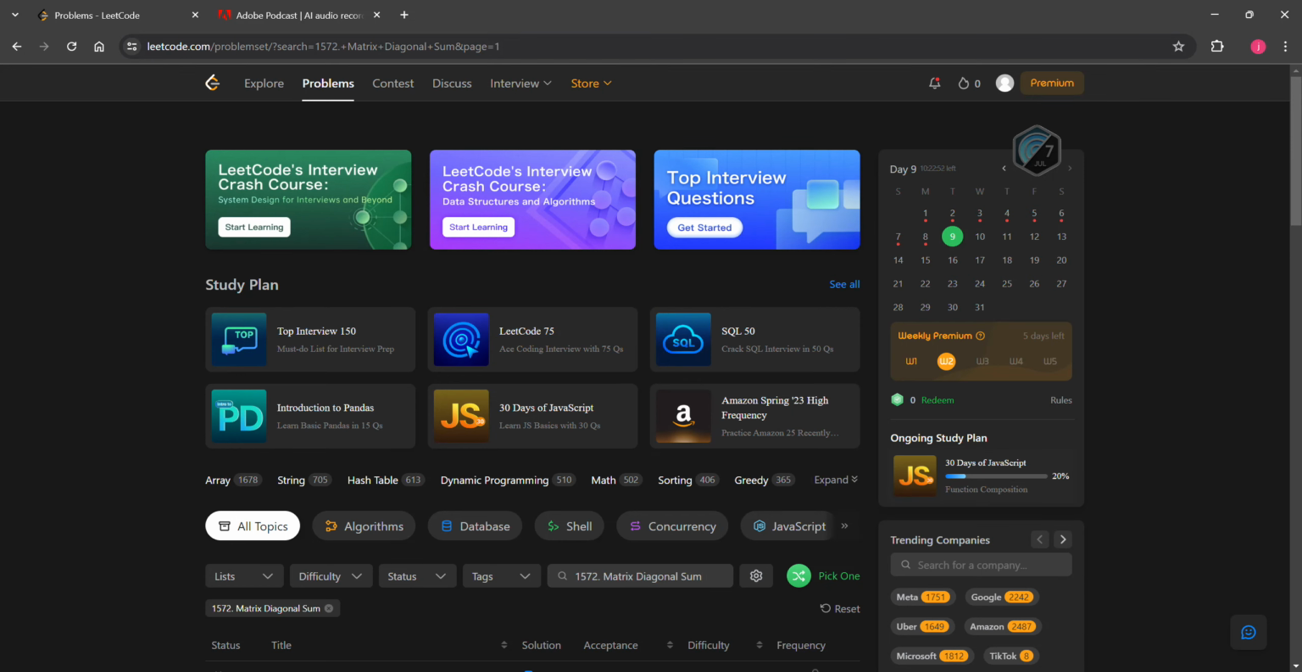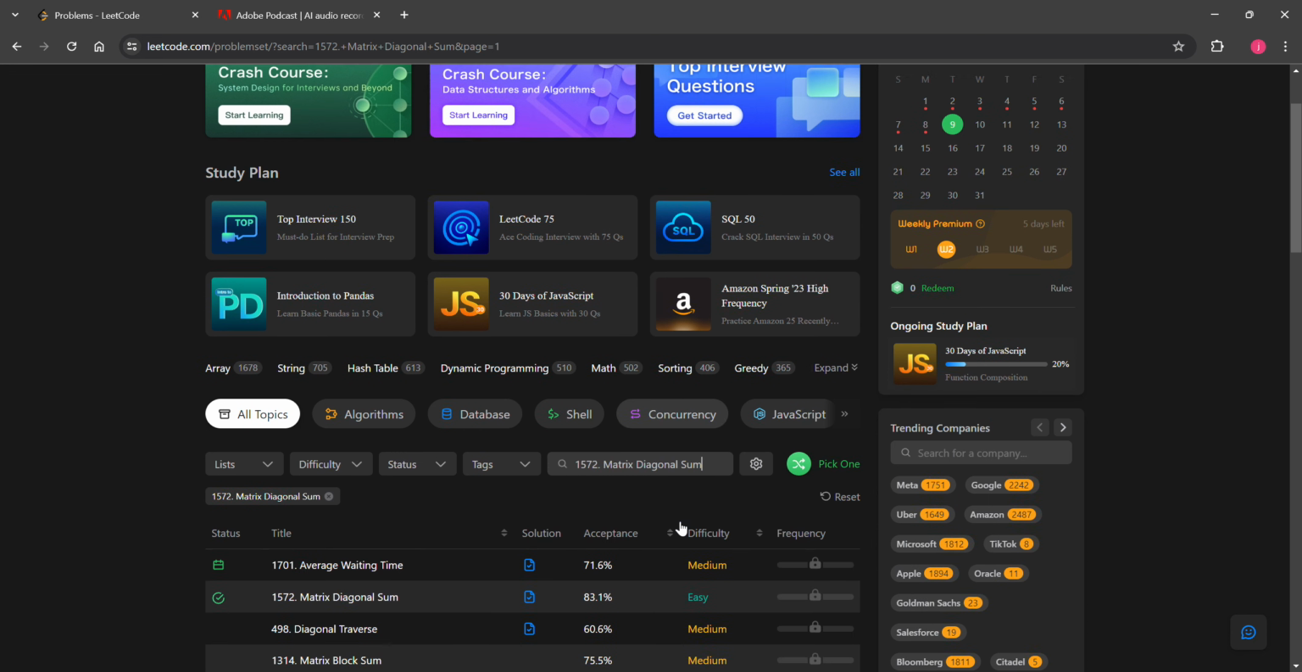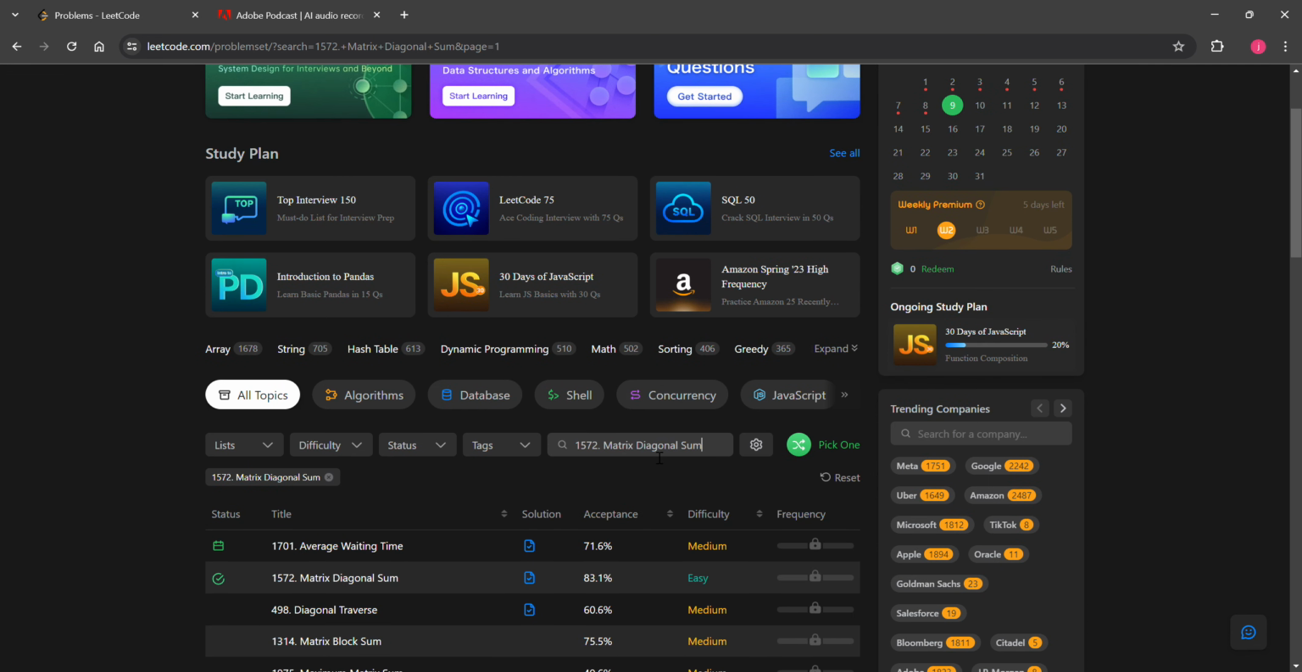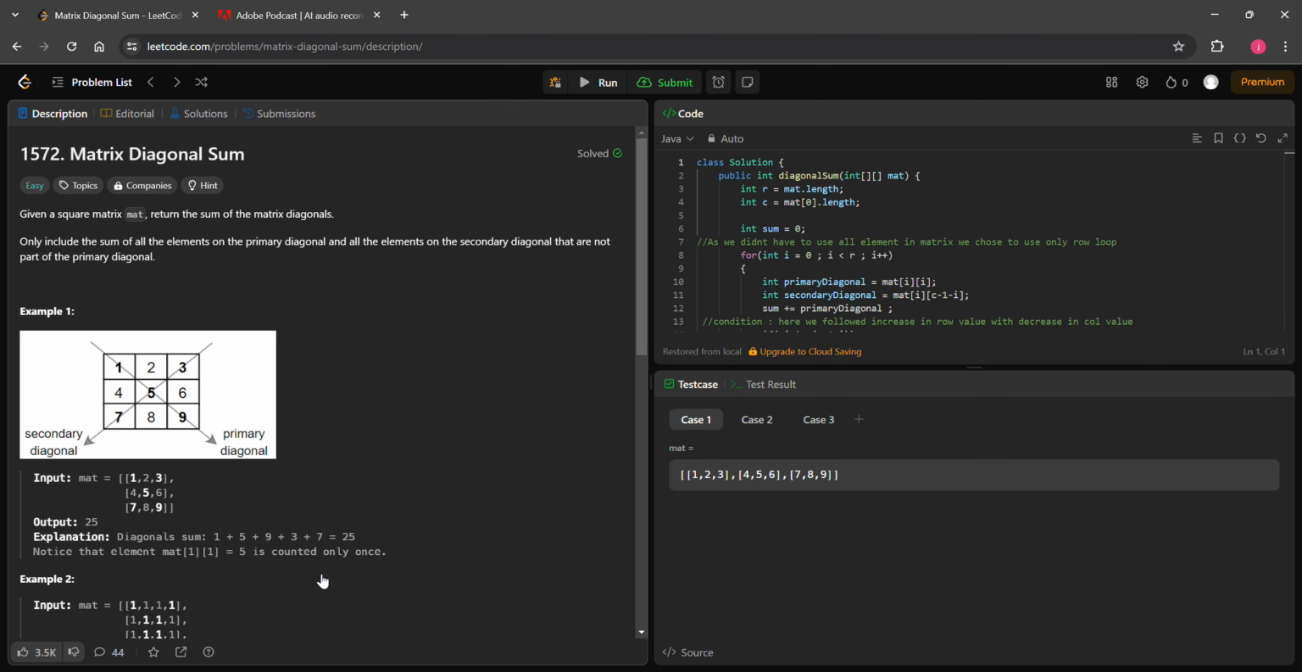Okay, so we'll start question number 3 for the day 2. It's an interesting question. The question number is 1572. It's a matrix diagonal sum. So let's open it. It's an interesting question, and basically you can understand from the diagram that we are going to do something with the diagonals of the matrix.